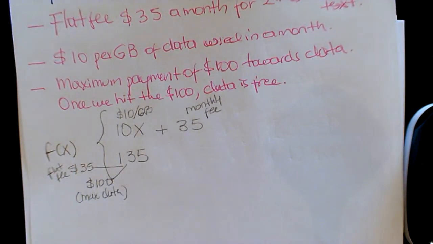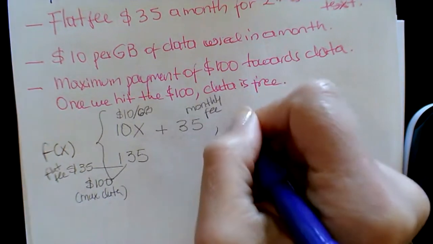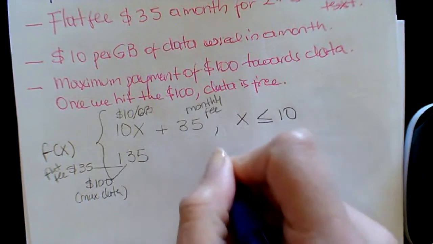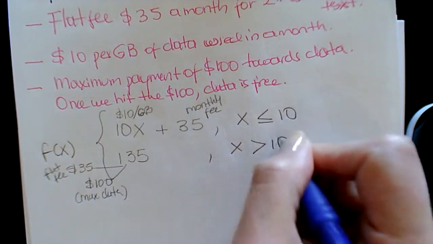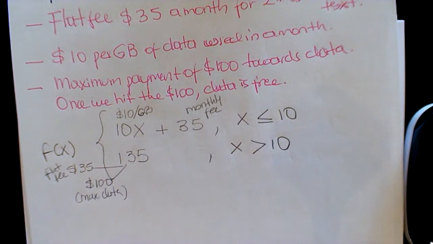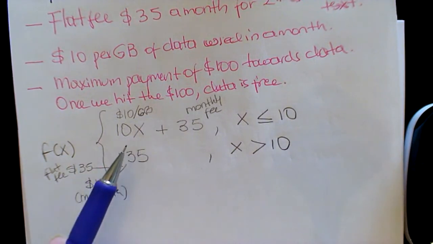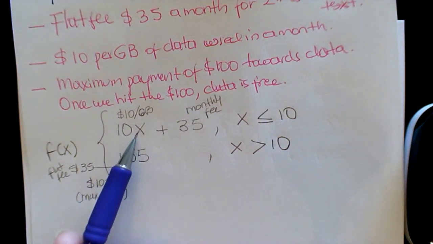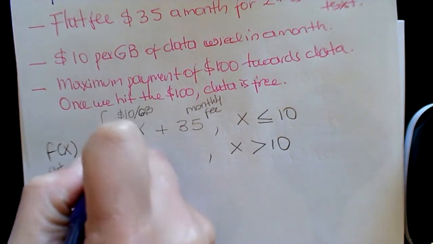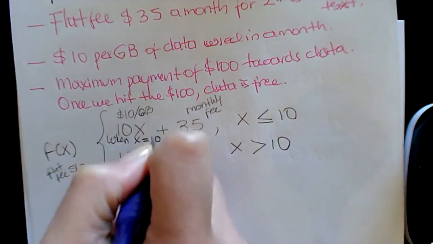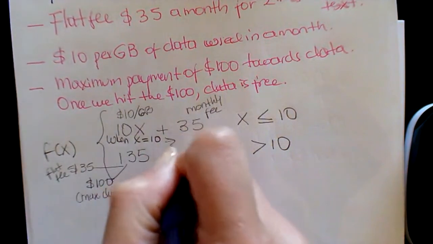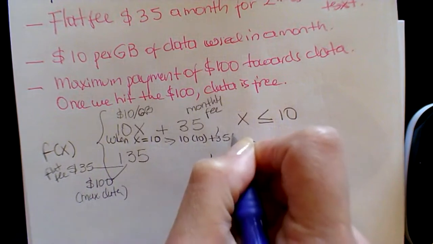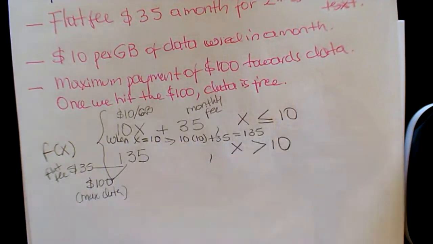All right, so this needs to be what? Less or equal to 10. And this one needs to be greater than 10. Why is that? Because when x is equal to 10, what do I have? 100. When x is equal to 10, so it's going to be what? 10 times 10 plus 35. And that will give me the 135.